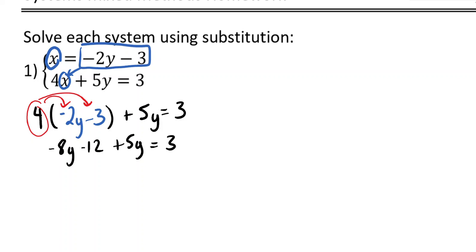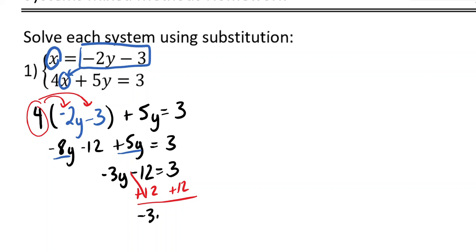Then you collect your like terms. Negative 8 and positive 5 are alike. If you add those, you'll get a negative 3y. You bring in your minus 12 equals 3. And then it's a two-step equation. You add 12 to both sides. This gives you negative 3y equals 15. And then finally, you solve this by dividing both sides by negative 3. And this will tell me that y equals negative 5.